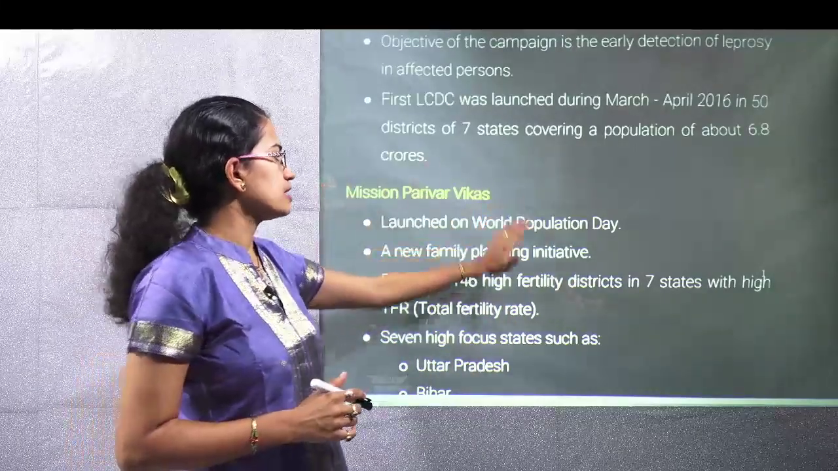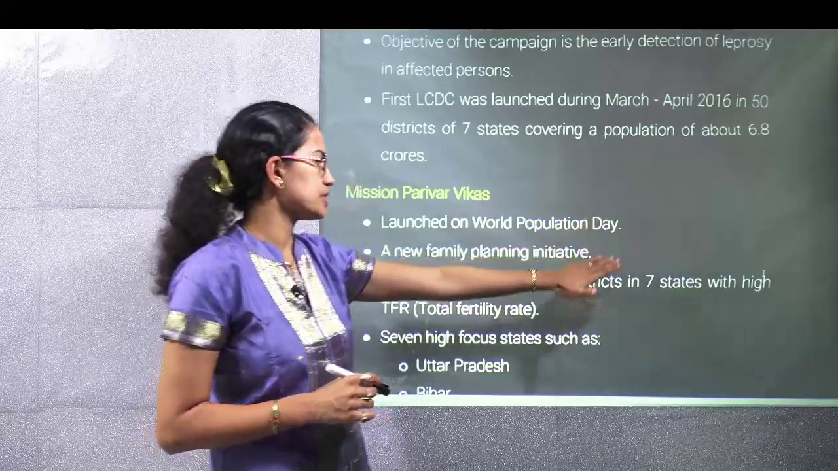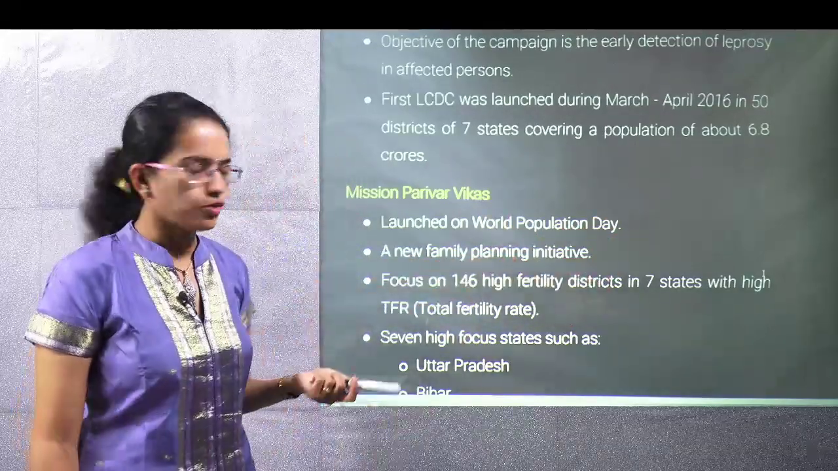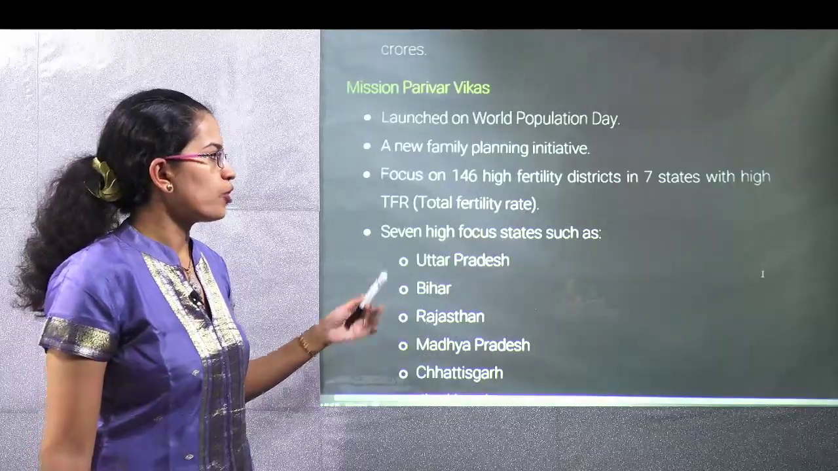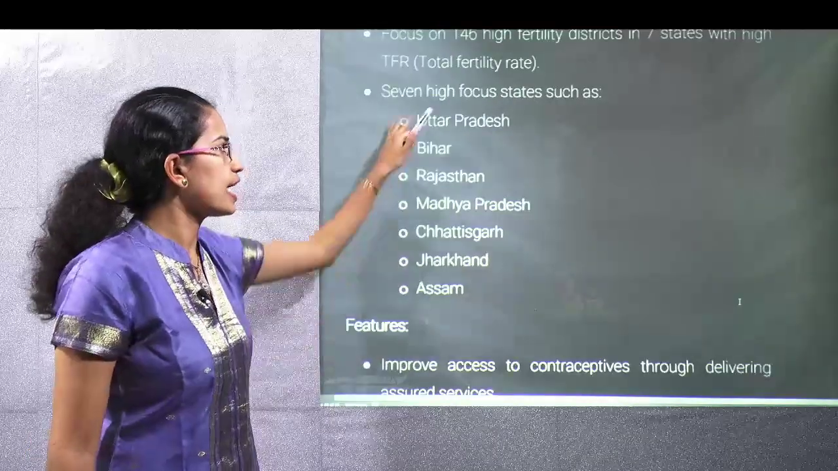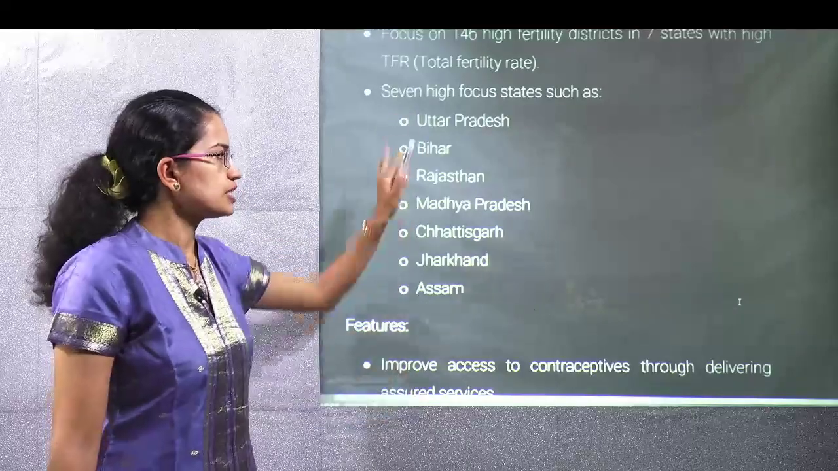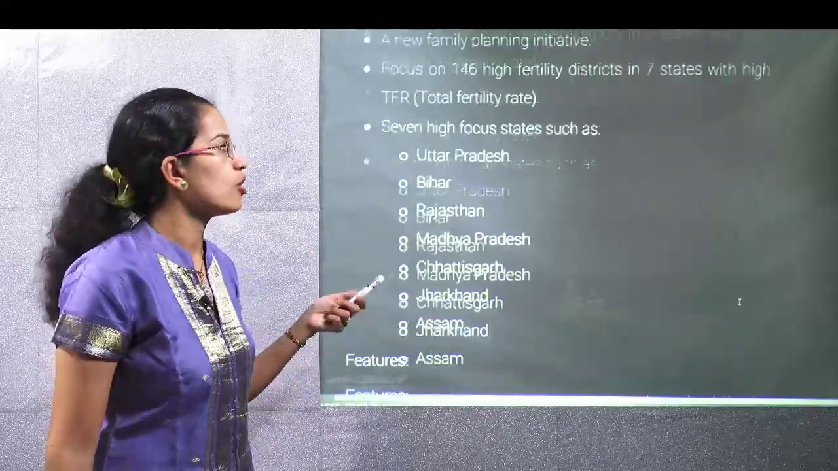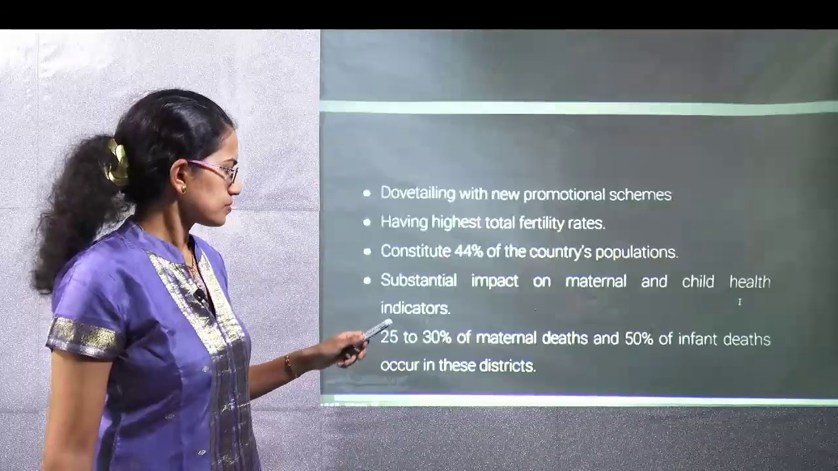Mission Parivar Vikas has been launched on World Population Day and is a new initiative for family planning in India. The focus is mainly on the areas where you have a high fertility rate, and these are the 7 states. So these 7 states become the major focus of Mission Parivar Vikas.